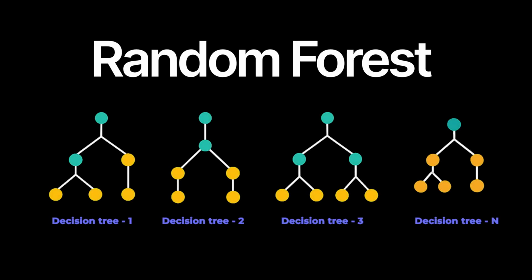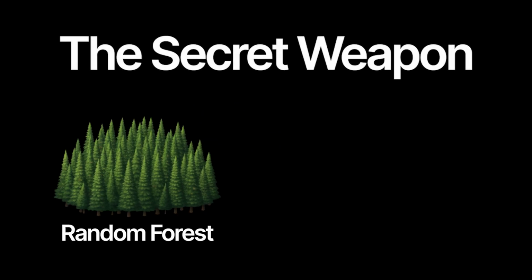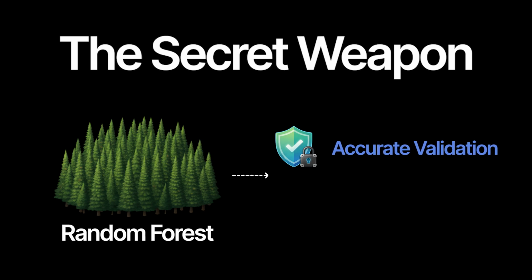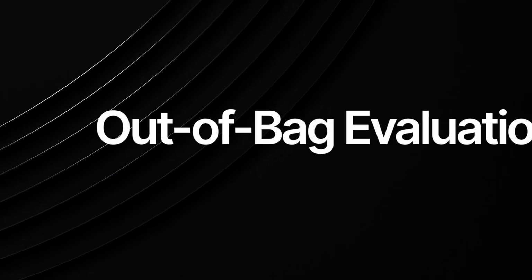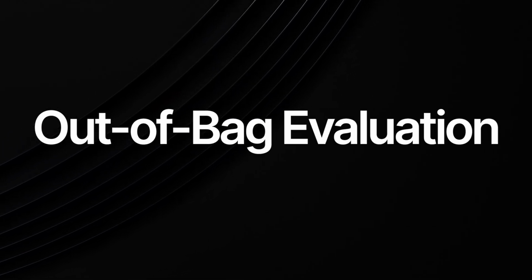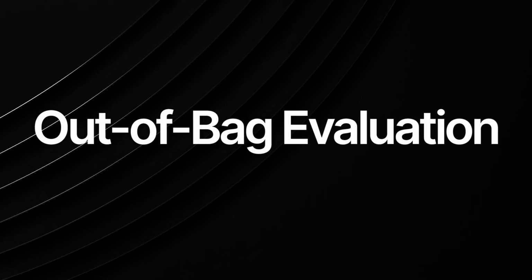But if you're using a random forest, you have a secret weapon that gives you the best of both worlds: accurate validation without the extra work. It's called out-of-bag evaluation, or OOB.